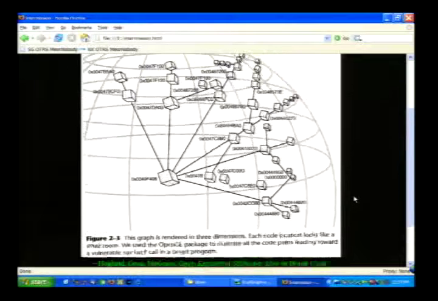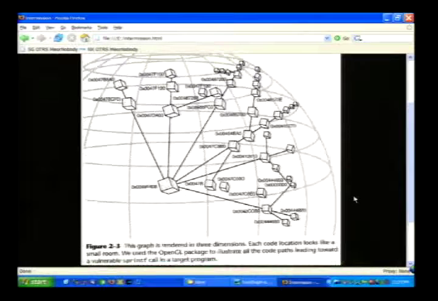This is from Greg Hoglund and Gary McGraw's book, Exploiting Software. And I just love the caption here. "This graph is rendered in 3 dimensions." First off, no it's not. It's sitting right there on my screen. "Each node location, each code location looks like a small room." I don't know what kind of rooms they live in. "We use the OpenGL package to illustrate all the code paths leading toward a vulnerable sprintf call in a target program."